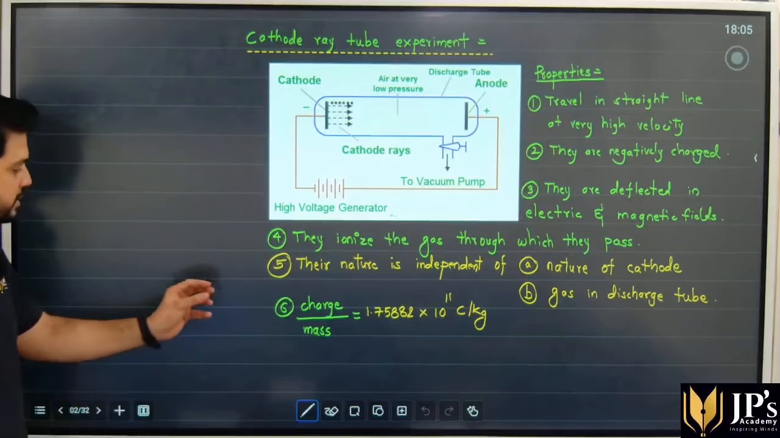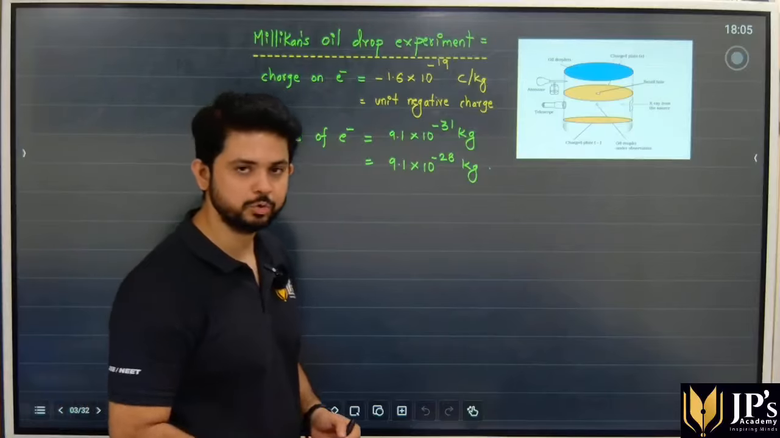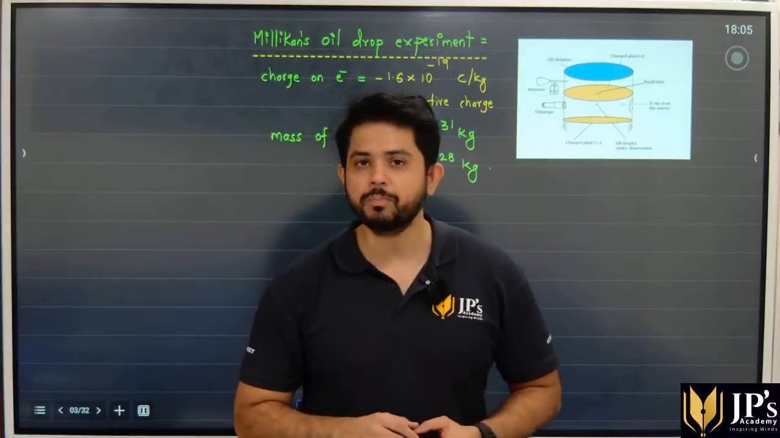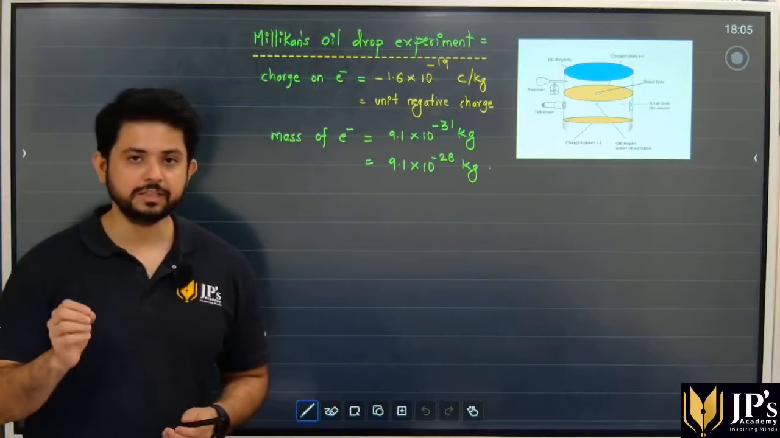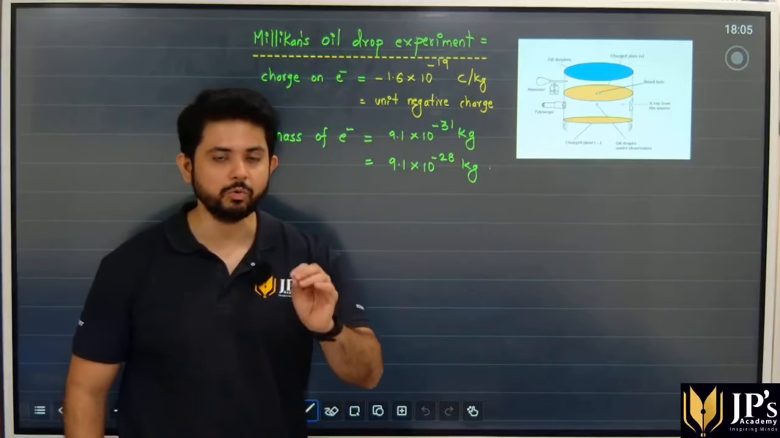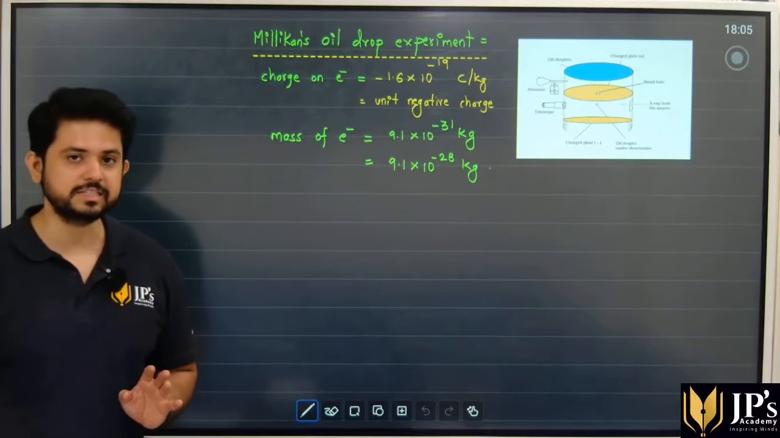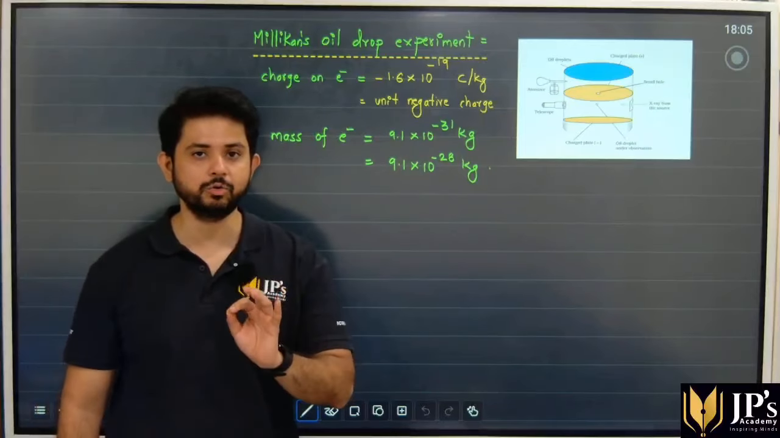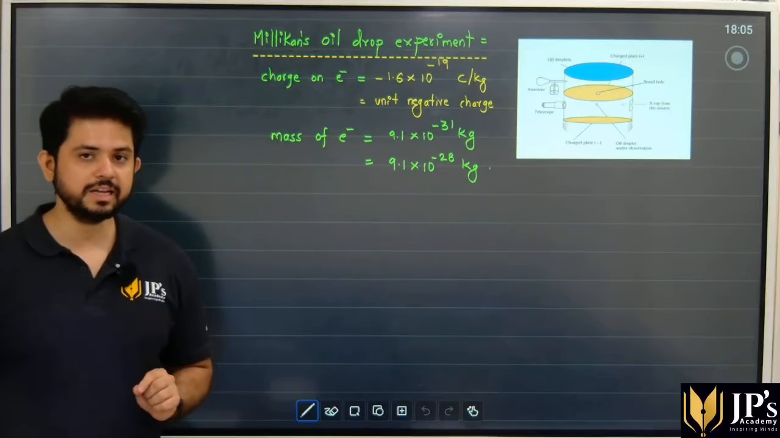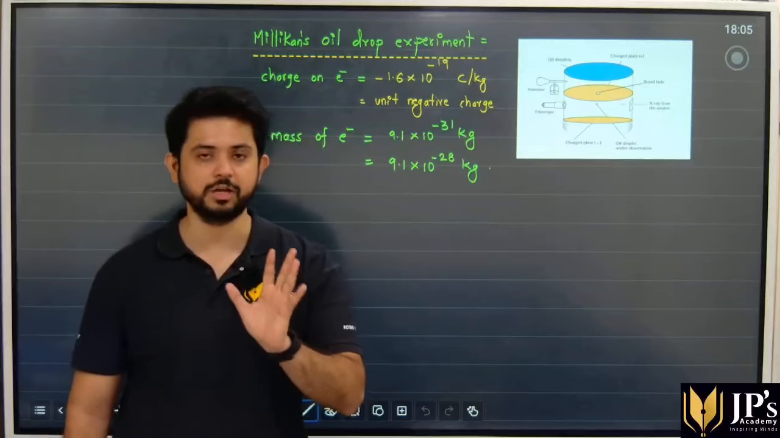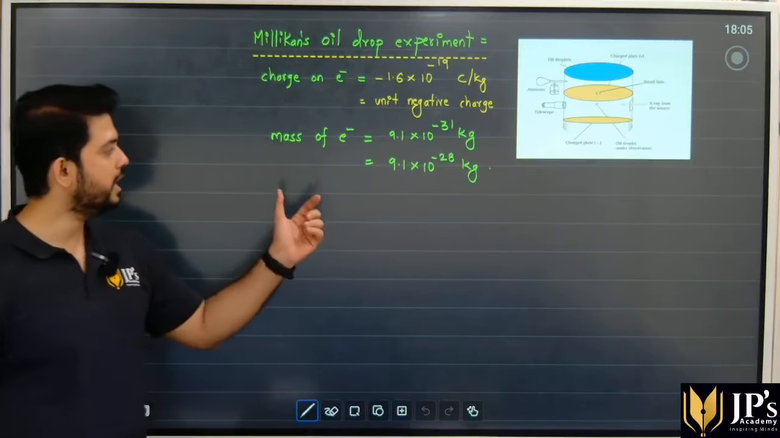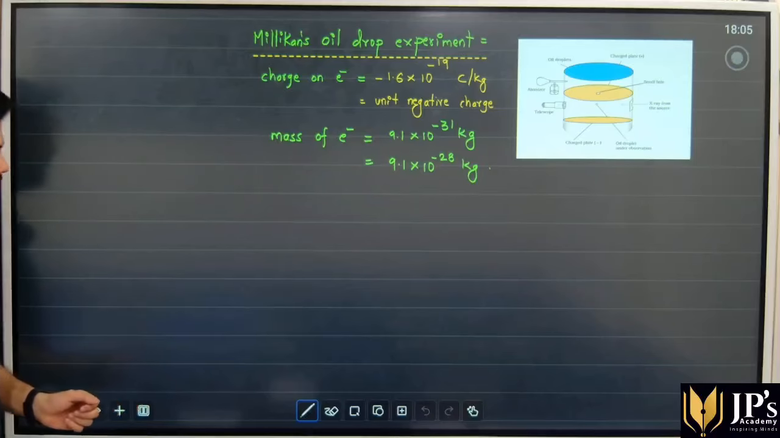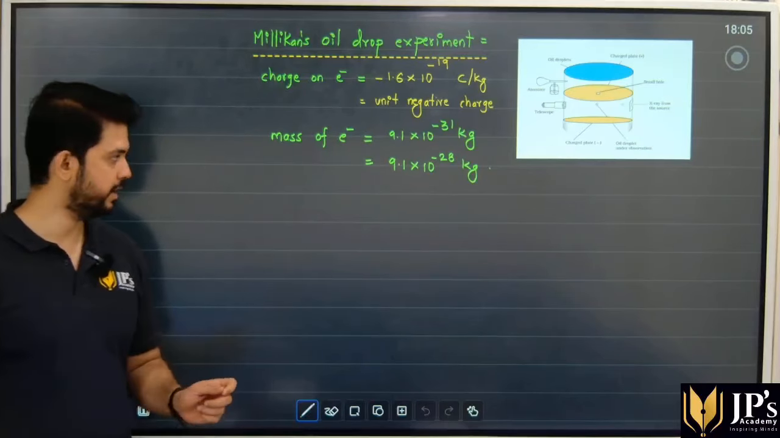Now students, using this parameter of charge to mass ratio and Millikan's oil drop experiment, the charge on the electron was calculated, and the charge on the electron is around negative 1.6 into 10 raised to minus 19 coulombs. Students, this is also taken as unit negative charge. Also, the mass of the electron is around 9.1 into 10 raised to minus 31 kgs. All these points are important from a numerical perspective.